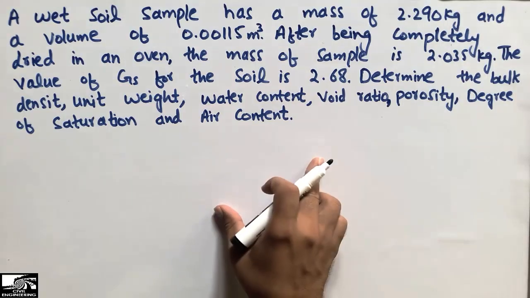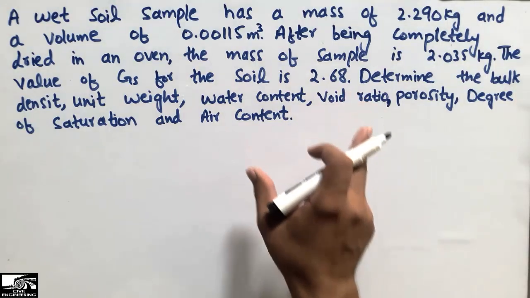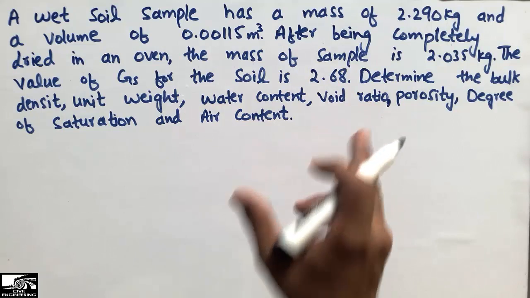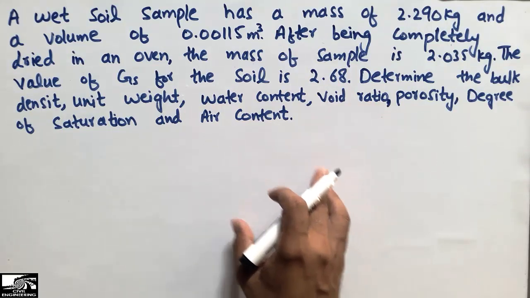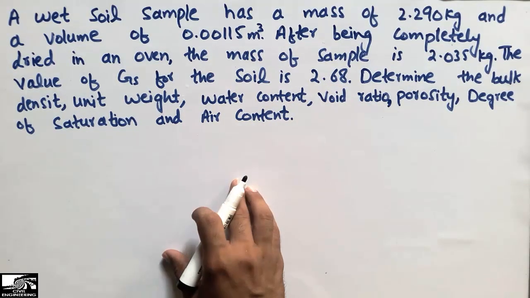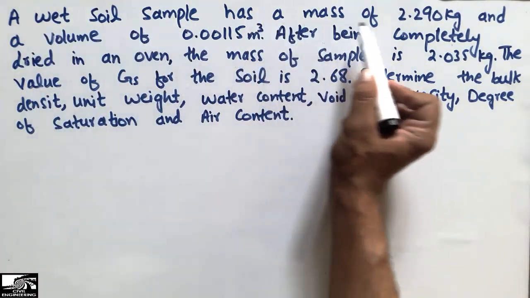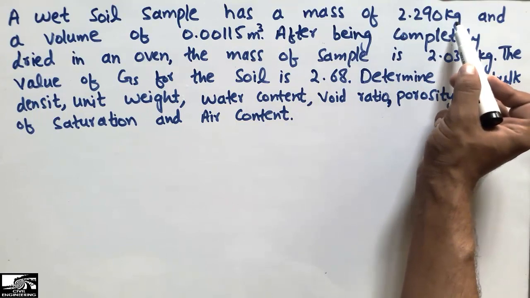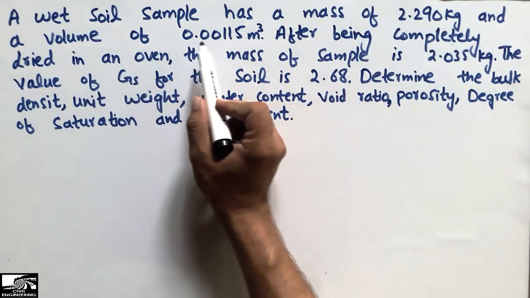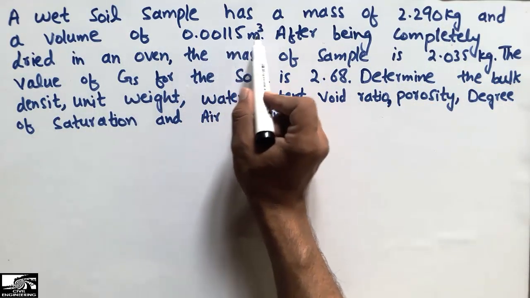Today we have a soil mechanics problem and we will solve it by finding the different unknown parameters. So let's start this soil mechanics numerical. It states that a wet soil sample has a mass of 2.290 kg and a volume of 0.00115 cubic meter.